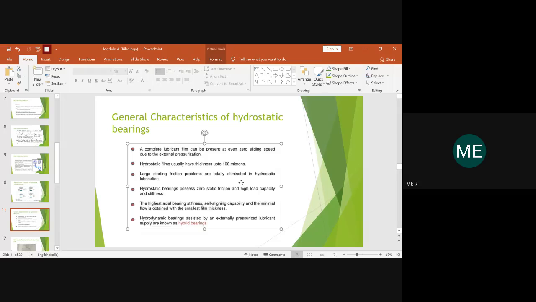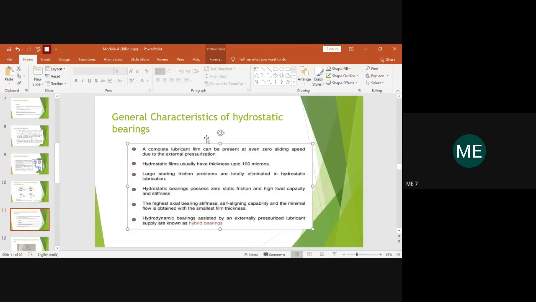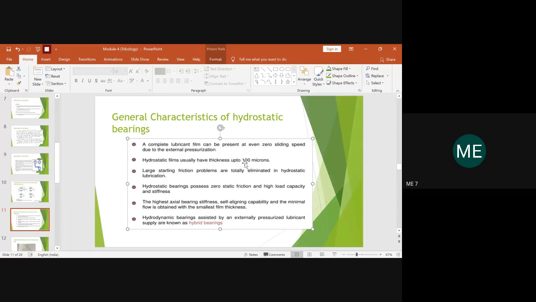So what are the basic characteristics of hydrostatic bearings? Here you have to see that the hydrostatic films which are being developed will be of a thickness up to 100 microns. So this is the upper limit wherein you can use a hydrostatic film of this thickness. Remember, it won't be in mm, it is in microns, 100 microns only. So this is one thing you have to keep in mind.